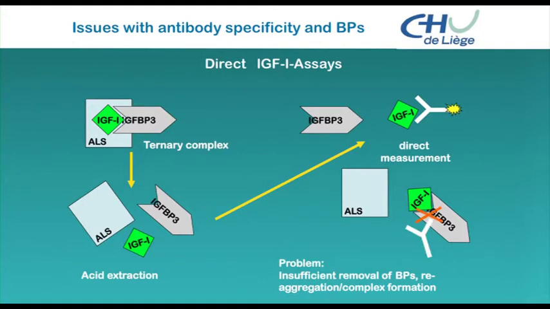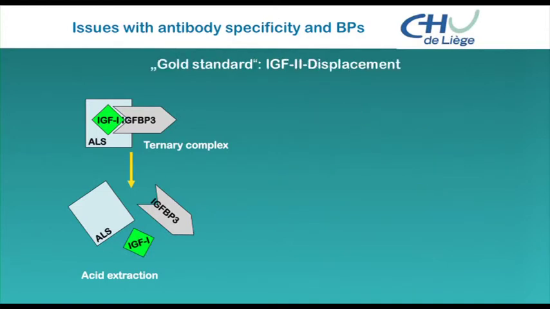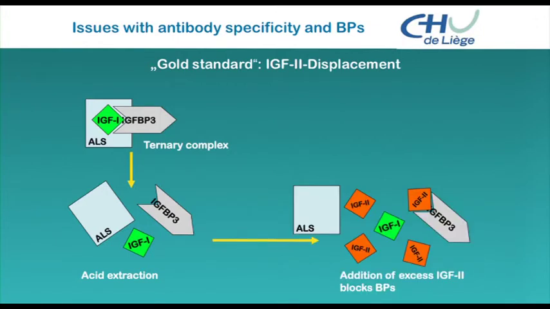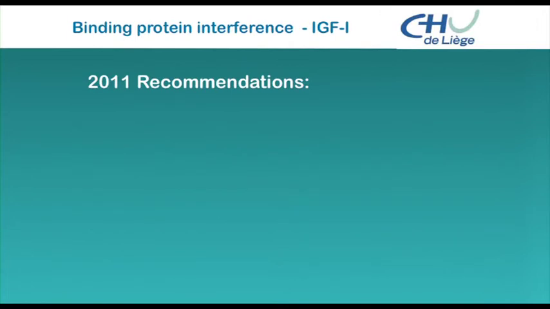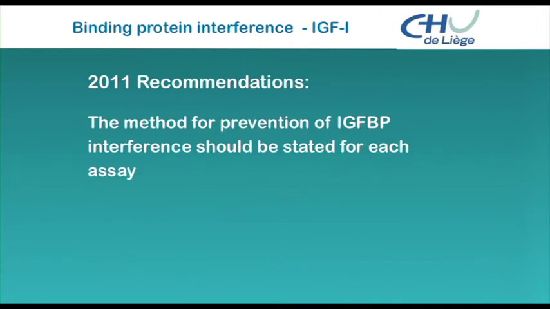So what are the new techniques to run IGF-1? Well, it's to give an excess of IGF-2. You add IGF-2 to this medium, the IGF-2 in excess will bind the IGF-BP3, and then you can determine your IGF-1, and you have a good measure of your IGF-1. So you have to saturate your remaining IGF-BP with IGF-2, and all the assays now use this technique to run IGF-1. So the method of prevention for the interference of the IGF-BP should also be mentioned by the different manufacturers.